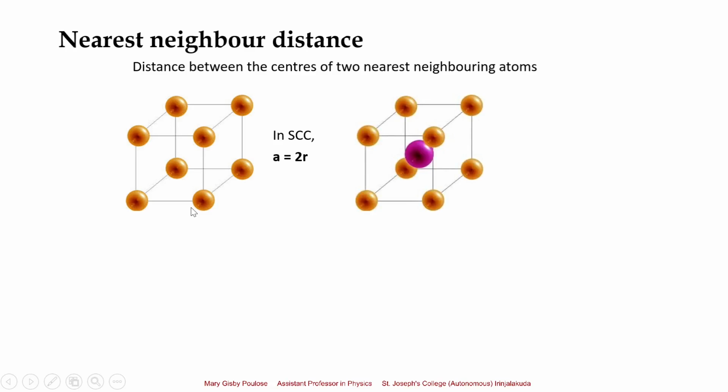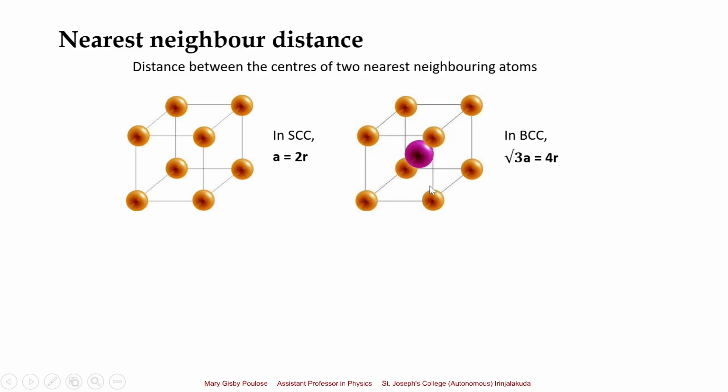In the body-centered unit cell, the body-center atom will be touching these corner atoms. A diagonal line can be drawn between the corner atom and the body center towards the other corner atom. So here we get a relation between the nearest neighbor distance and the lattice constant as 4 times r. So we have 1r, then 2r, again 1r. So 4 times r is equal to this body diagonal, that will be equal to root 3 times a.